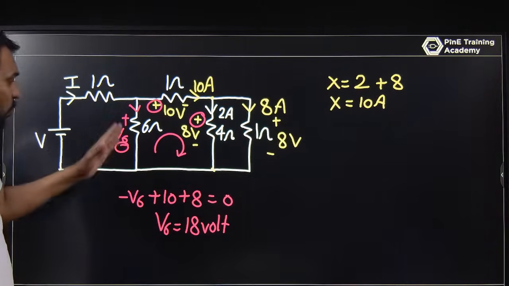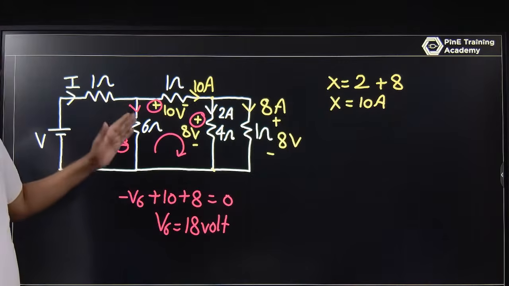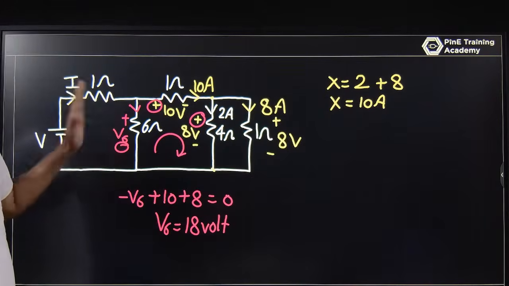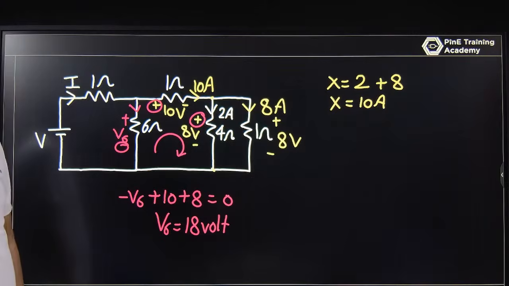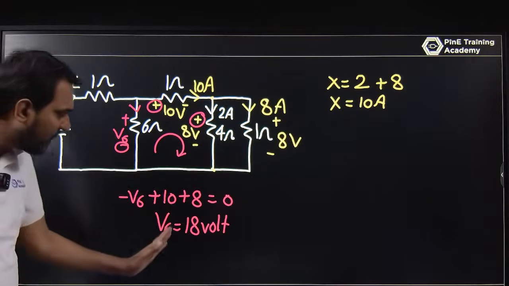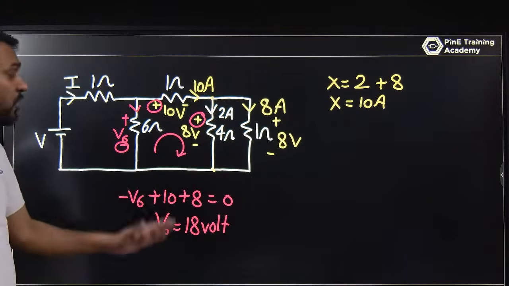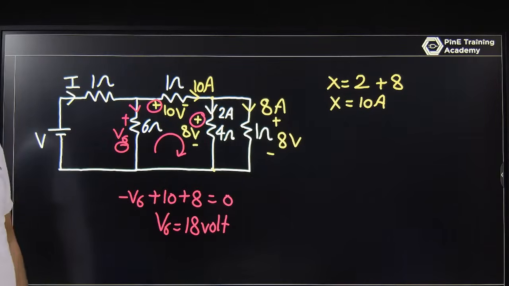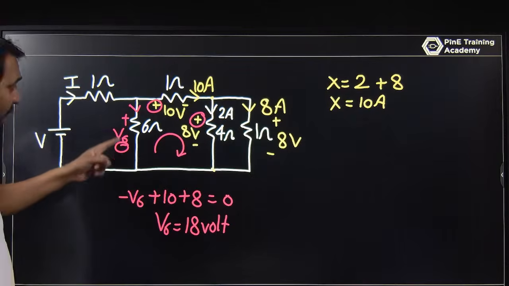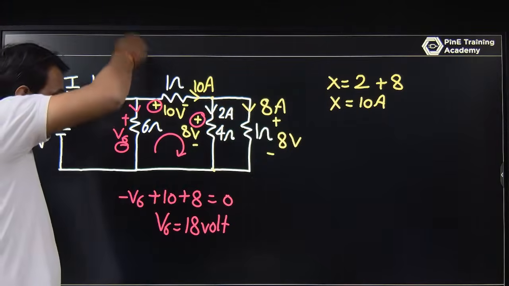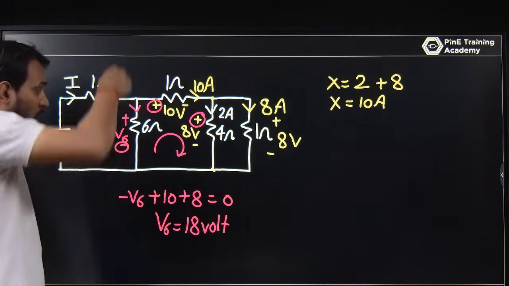So it's up to you whether you write plus minus or minus plus. This is just an assumption. I am just assuming plus minus. You can assume minus plus also. If you use minus plus, V6 becomes minus 18. That means you assumed the wrong direction, so just revert it, that is plus minus. If this is plus minus, that means the current is flowing from top to bottom.